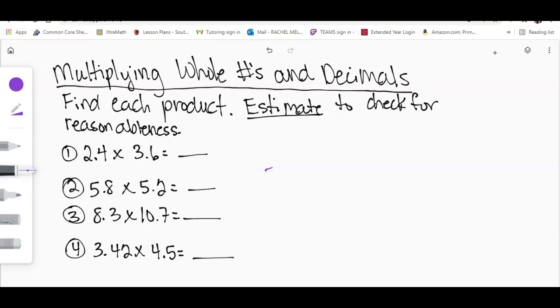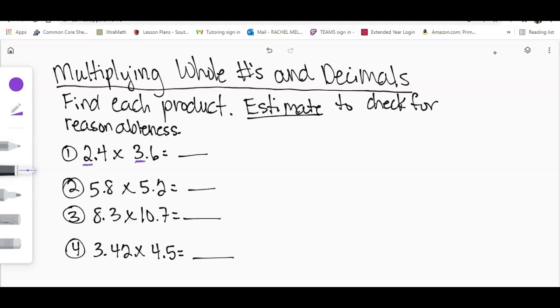Because sometimes that's the hard part for some of you. Okay, so I want to look here at 2 4/10 and 3 6/10. Remember that when we're estimating, we want to round to the highest place value they have in common. So in this case, that would be the ones place.